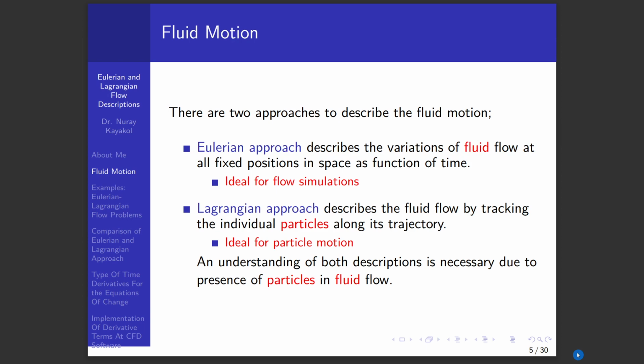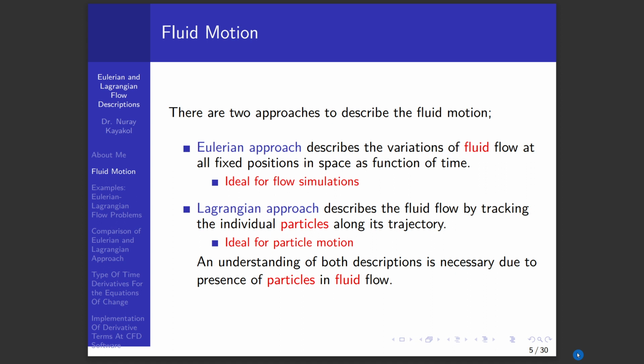Let's start the lecture. I will talk about two methods or approaches for the modeling of fluid motions. These are namely Eulerian and Lagrangian approaches. First of all, let me give them their proper description.